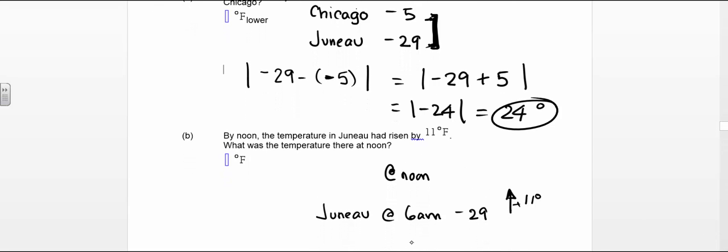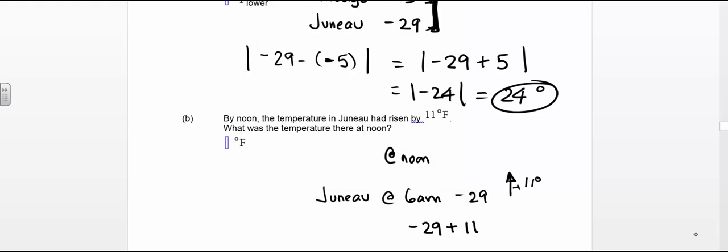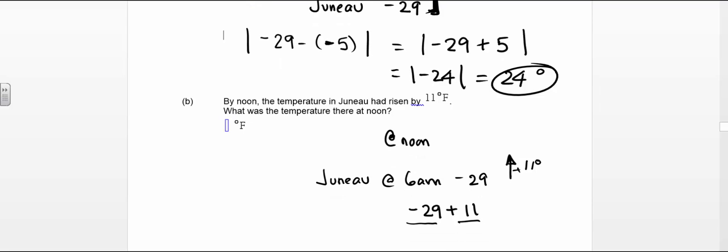So if we started off at -29 degrees and we add 11 degrees to it, we're taking a negative number plus a positive number. So remember, in that case, we disregard the signs and we simply take the difference. And the difference is 18. Right, 29 minus 11 is 18, and then I take the sign of the larger number, which was negative. So at noon, the temperature was -18 degrees. So the answer is -18 degrees for part B.